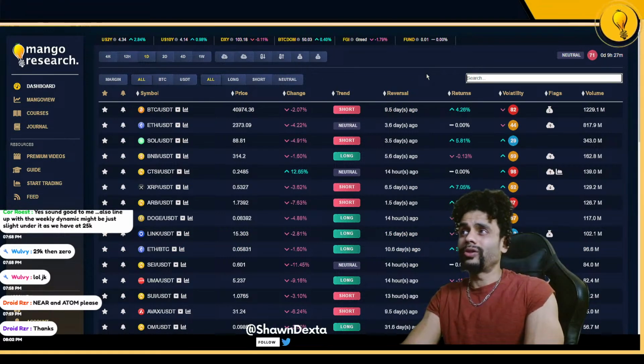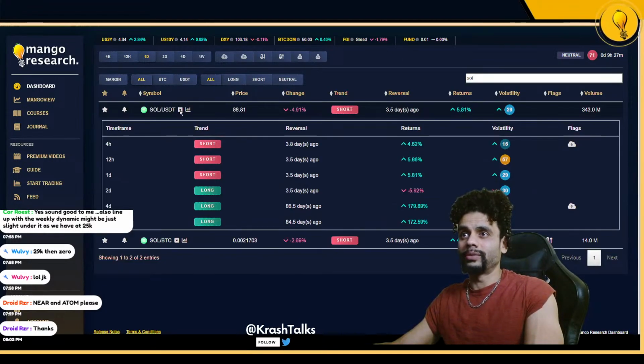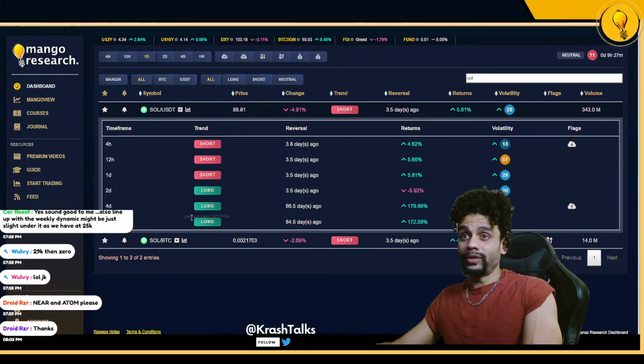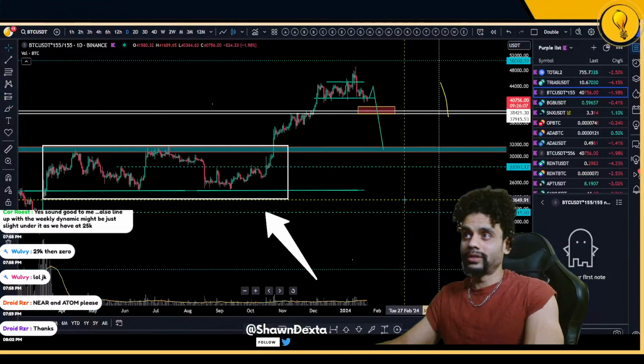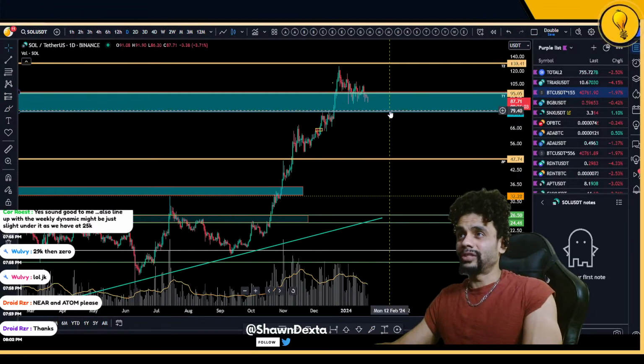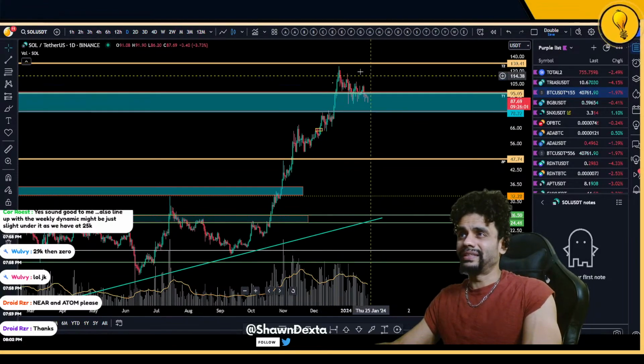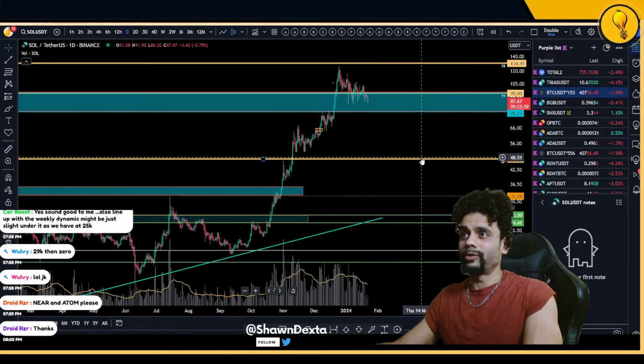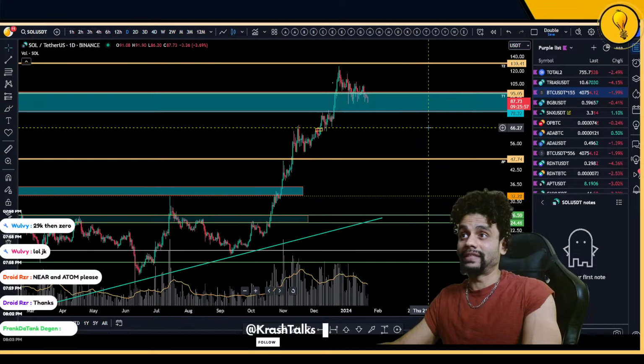Okay, what else? Sol hit our targets, right? So there's not much to talk about over there. Long on the 2-day, 4-day, weekly, still one of the better looking trend profile and volatility profile charts, right? So let's go look at Sol USDT. Yeah, it's looking droopy over here, kind of a descending triangle. May want to come down all the way to 47 cents actually.